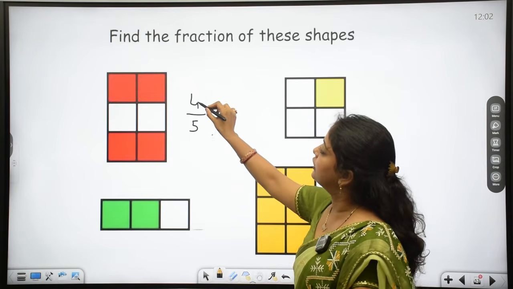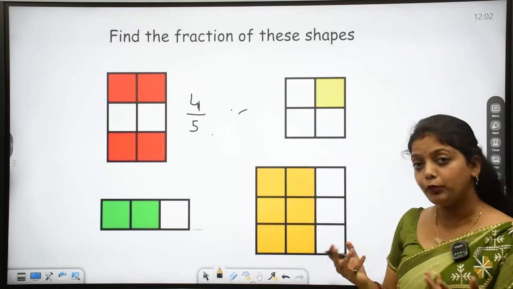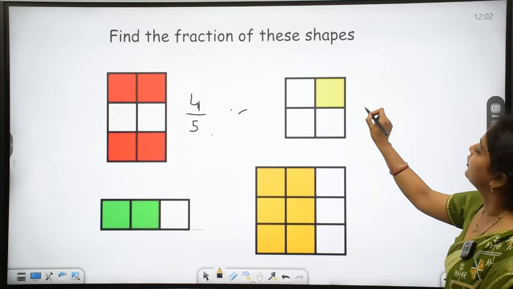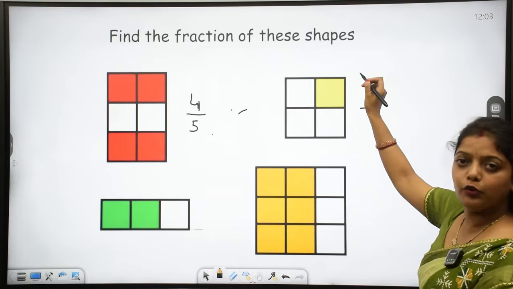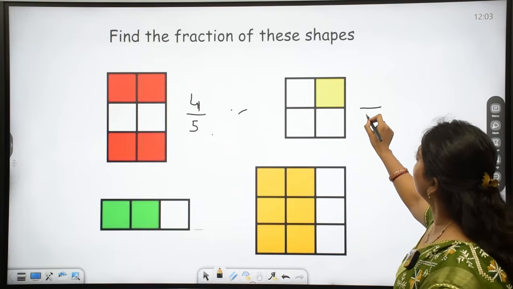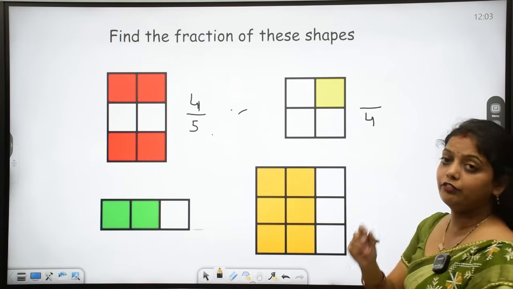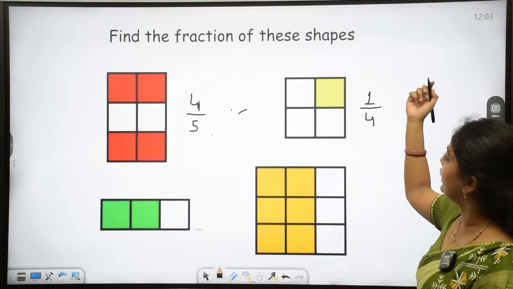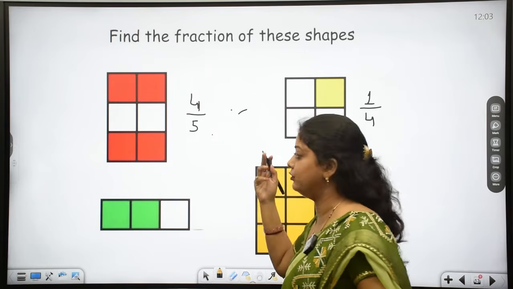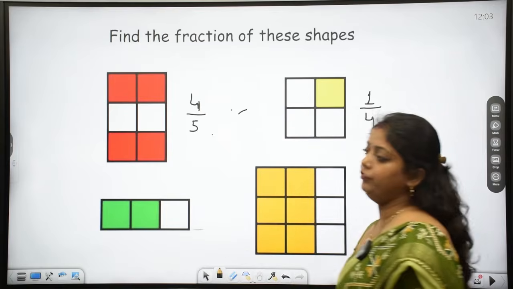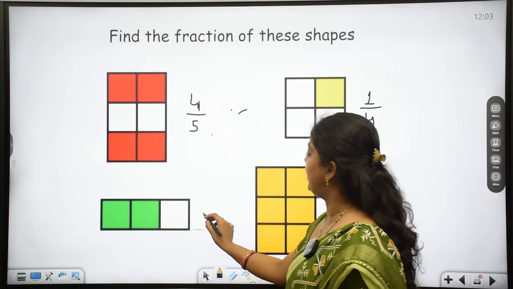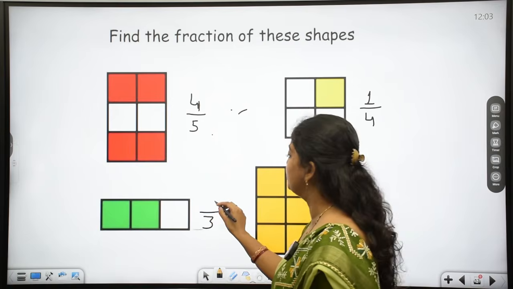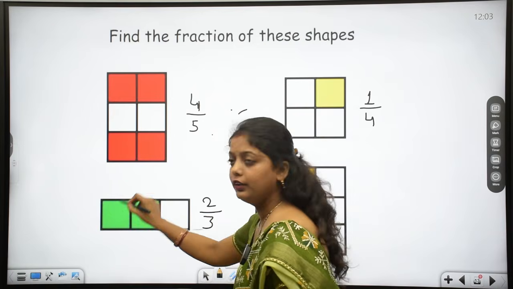And how will we read this? We will read this as 4 by 5, 4 upon 5, 4 fifths. Next one, again it is divided into 4 equal parts. So the denominator is 4 and 1 part is shaded, so the numerator is 1. We will read it as 1/4. In the third one, we can see it is divided into 3 parts. So the denominator is 3 and the numerator is 2 because 2 parts are shaded.